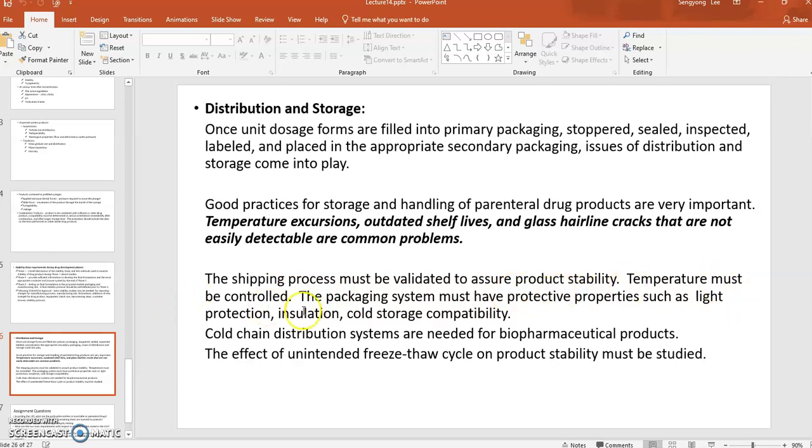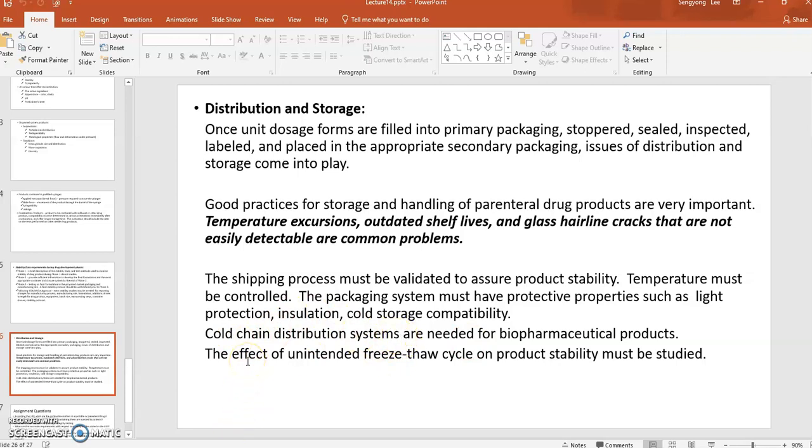Temperature must be controlled. The packaging system must have protective properties such as light protection, insulation, cold storage compatibilities. Cold chain distribution systems are needed for biopharmaceutical products. Of course, you know that Moderna vaccine needs like a minus 80 degree freezing condition. So you have to have that cold chain distribution system in place for your drug.